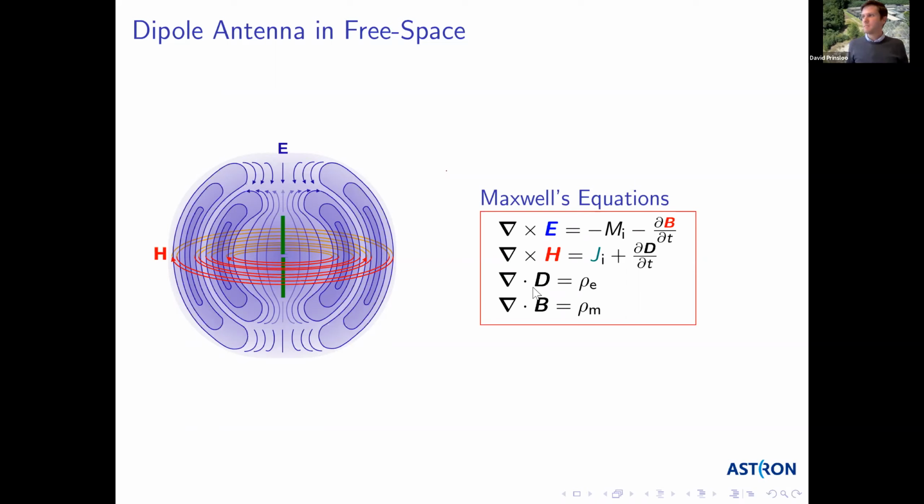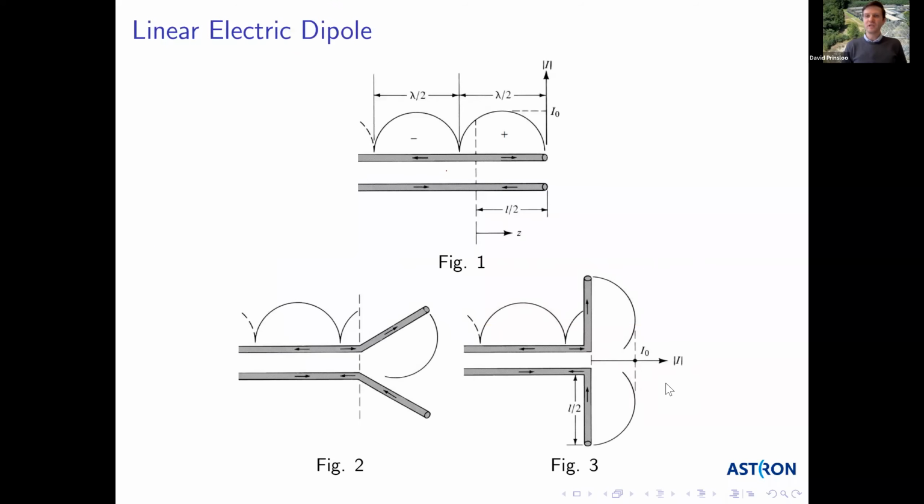So the conclusion that I want you to take home is: you need a current source. The moment that you can define the current on a structure, then you can solve the fields. And this is especially true for wire antennas. So to get to that point of defining the current on a linear wire antenna, I'd like to take the example of an electric dipole.